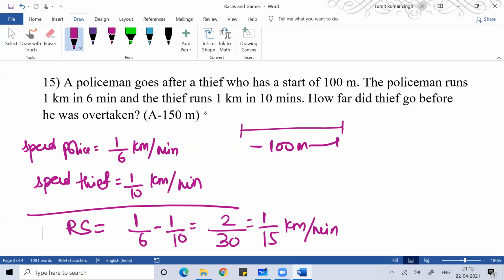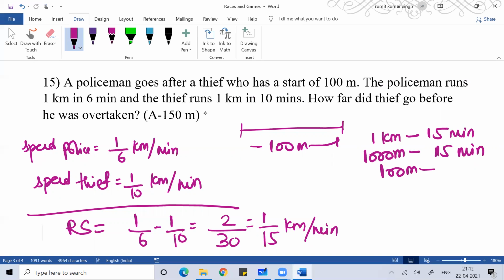It means for the relative distance of 1 kilometer, it will take 15 minutes. So 1 kilometer is 1,000 meters, so for 1,000 meters it will take 15 minutes. So for 100 meters it will take 1.5 minutes. 1.5 minutes the police will take to catch the thief.